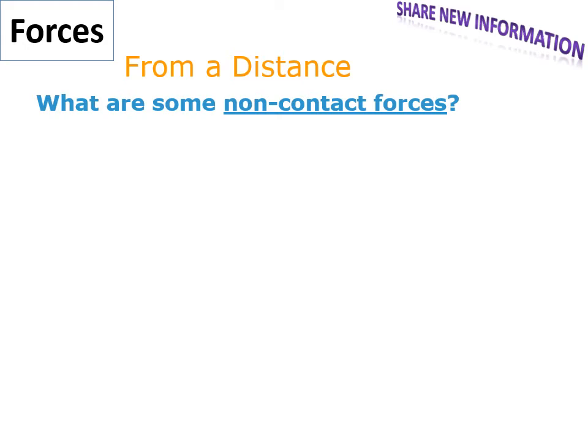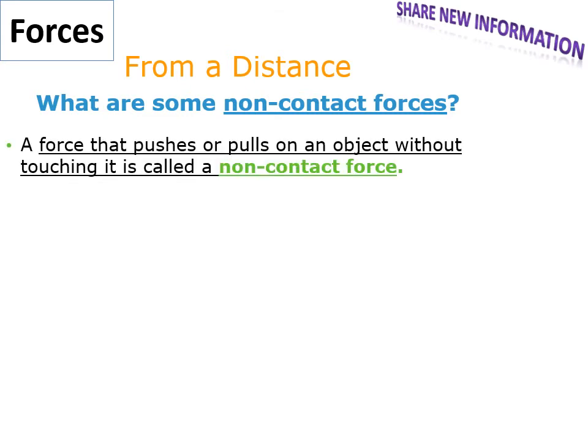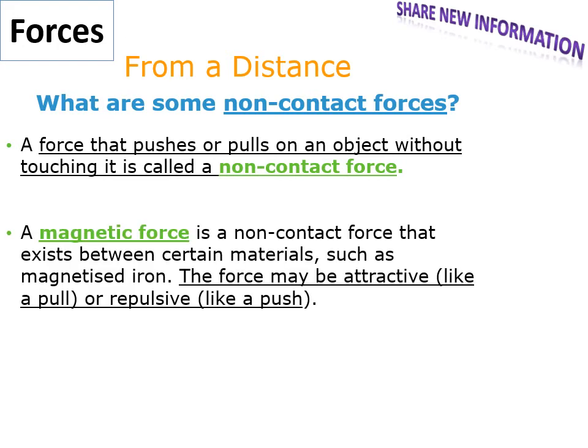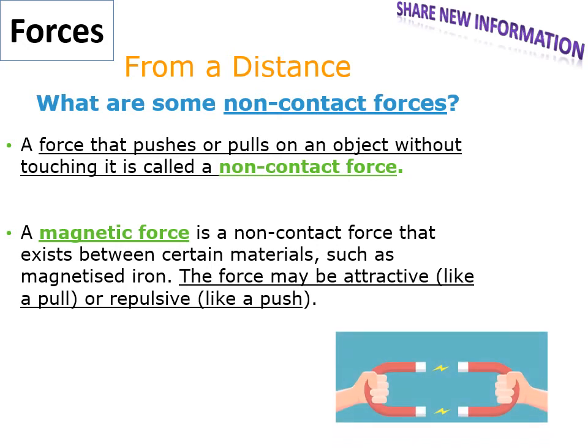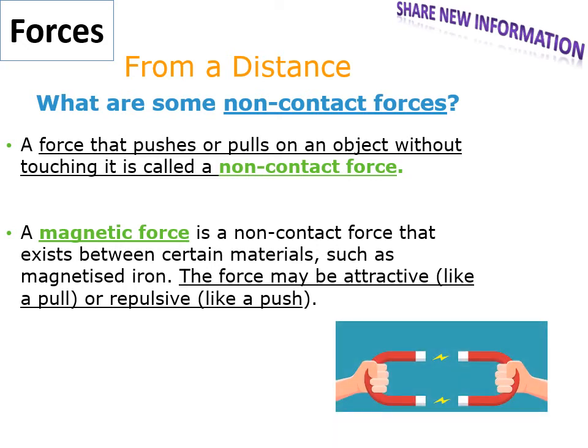So the second group is called non-contact forces. As you can think from the name, non-contact is when objects are not touching each other. So a force that pushes or pulls on an object without touching it is called a non-contact force. For example, a magnetic force. You have seen that when magnets are brought together, they have attraction or repulsion between their poles without touching.